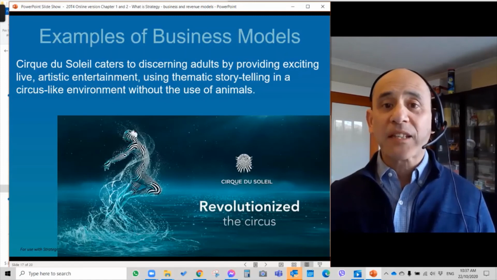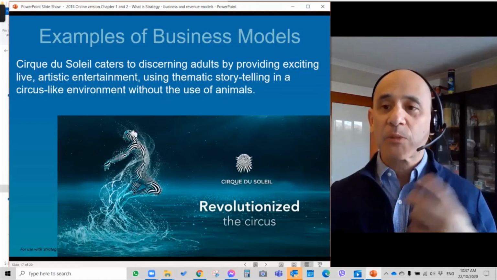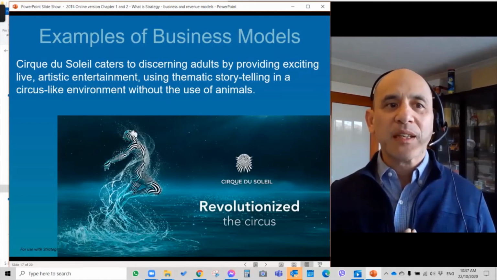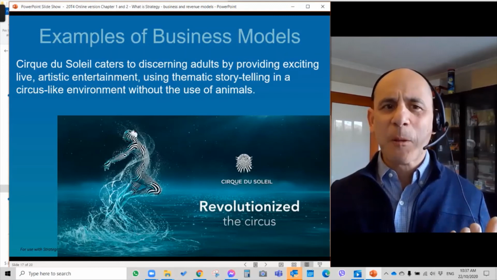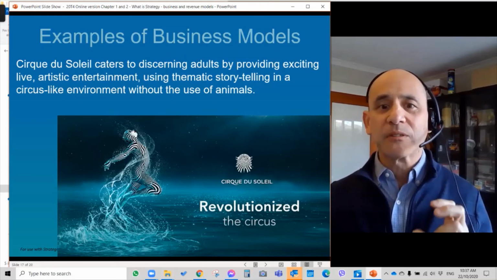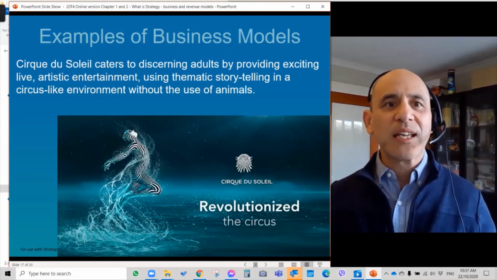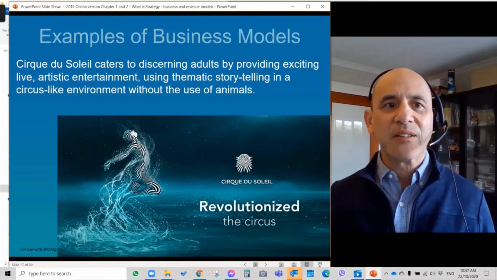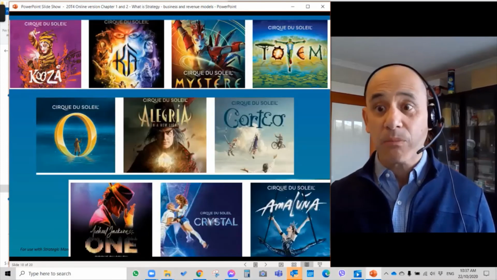They use thematic storytelling, and I'll explain that in a little while. It feels like a circus, but they don't use animals. They can portray animals, but they don't use trained animals. So Cirque du Soleil, and you can see here that they have, again, different shows and different themes.